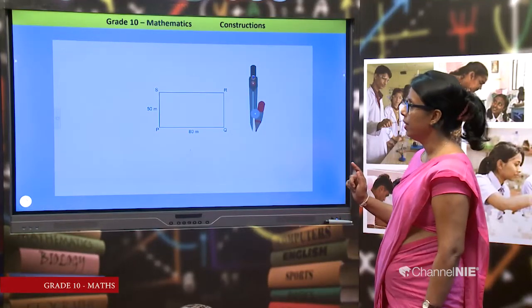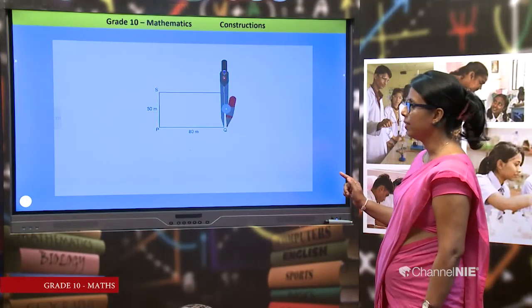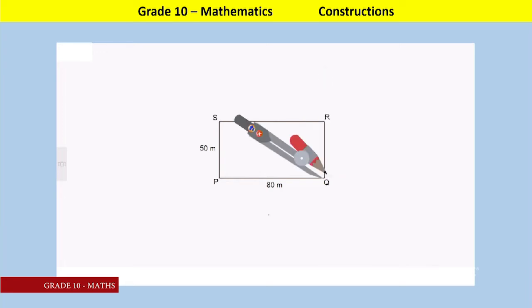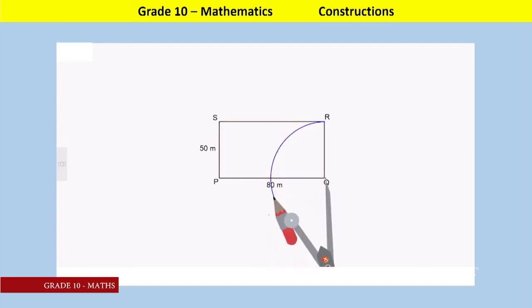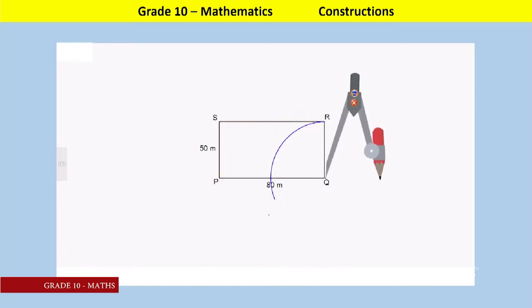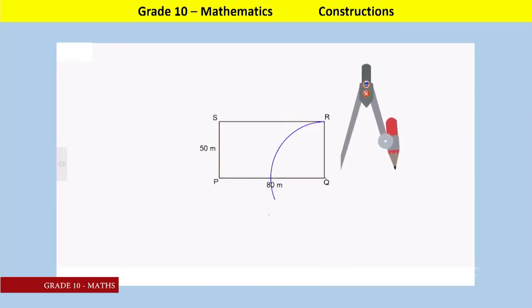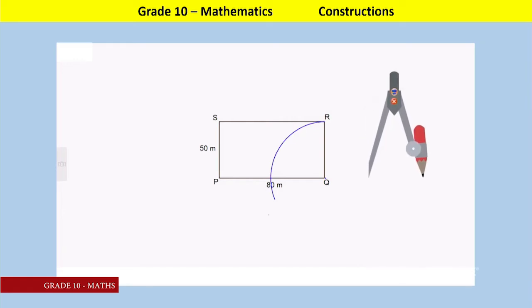PQRS is a rectangle. PQ is 80 meters, PS is 50 meters. The treasure is located 50 meters away from Q. We can't measure 50 meters, but we know that PS and RQ are equal lengths because they are breadths.